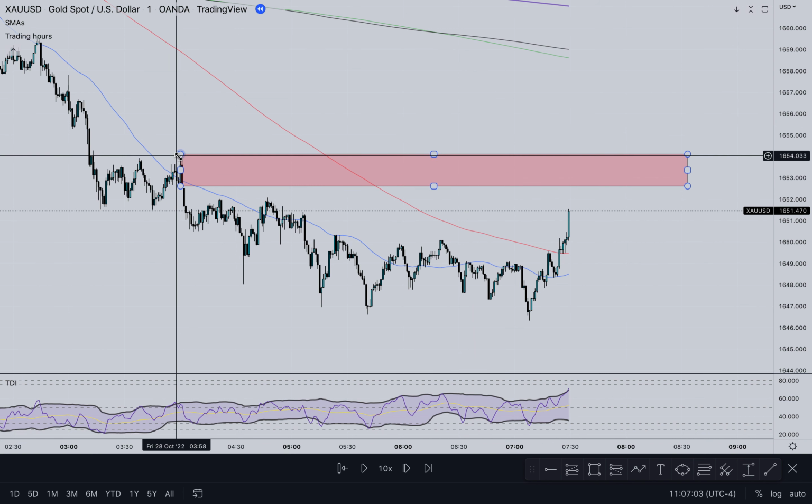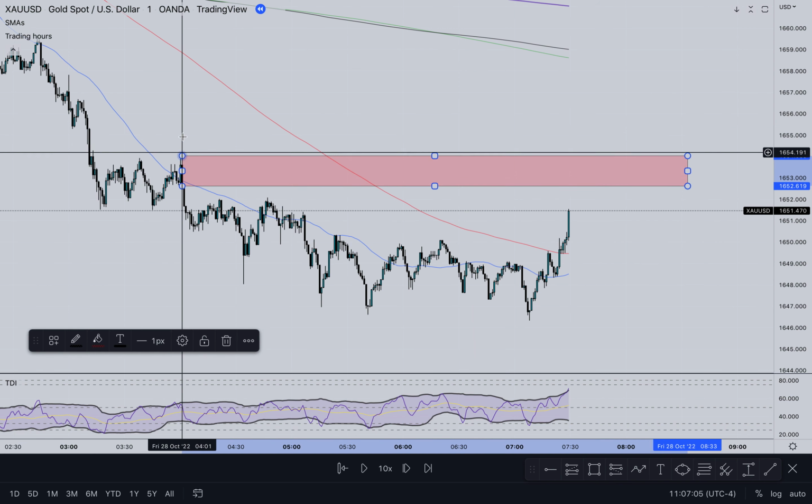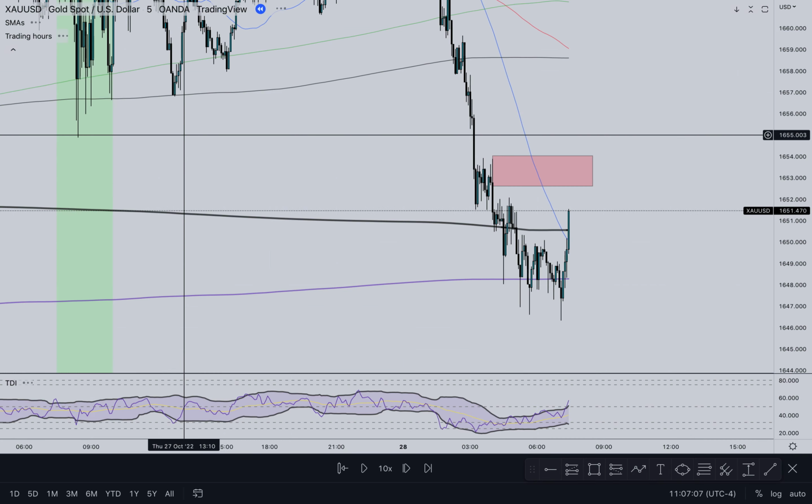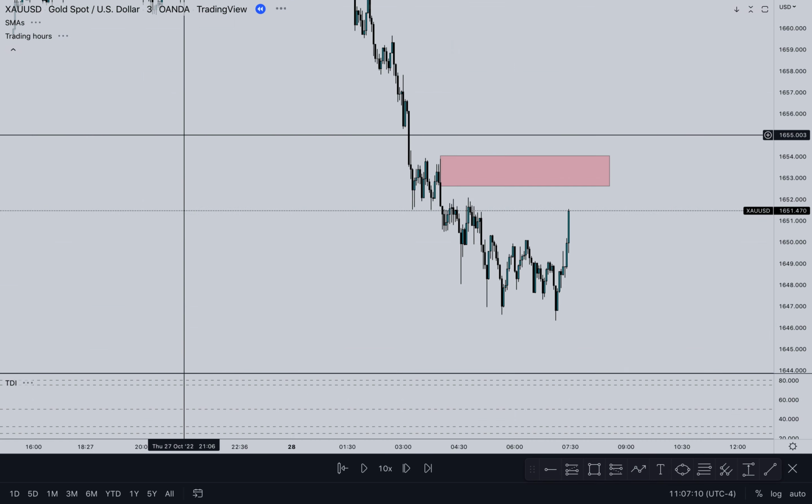I see that there's a 1 minute order block. I don't know if there's a moving average in this zone. Let me see. I don't think there's a moving average around here.